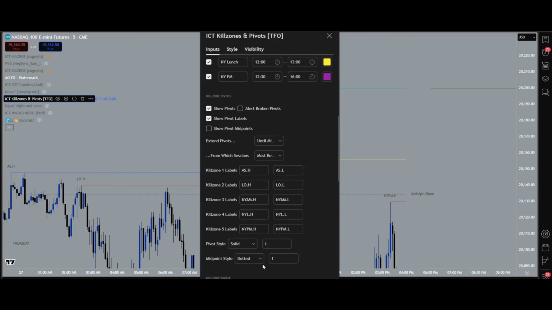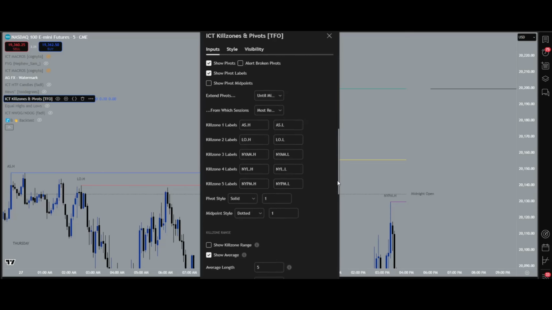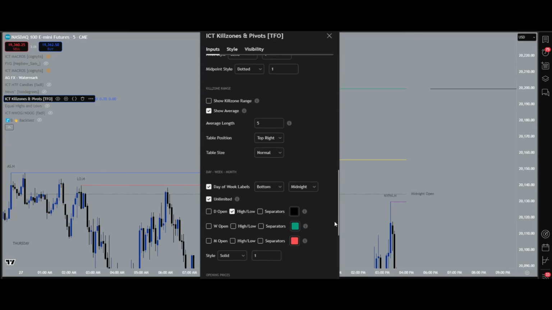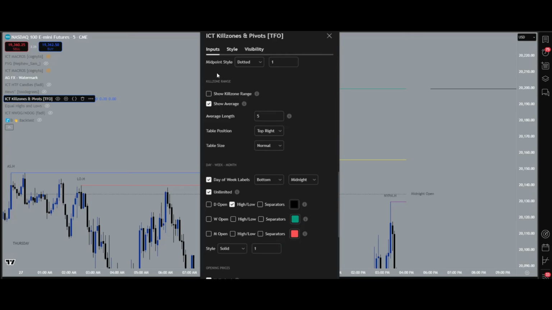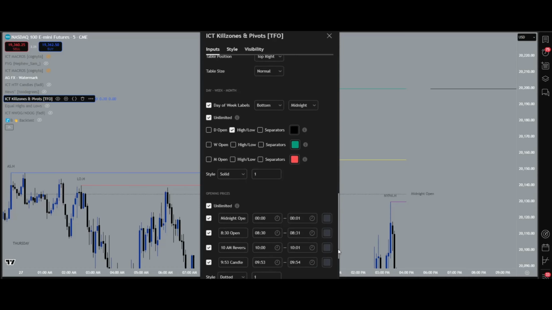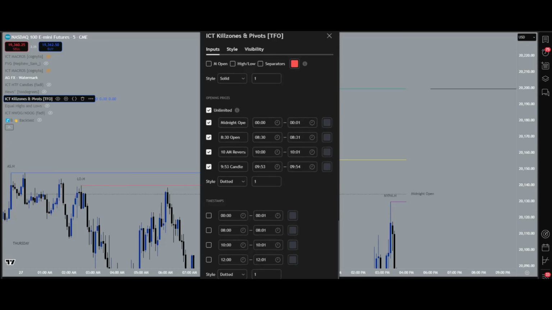Okay, and it ends right there at midpoint style. So we're going to scroll down for the third half, with the top of midpoint style. This would be the third screenshot right here, ending there at unlimited. We scroll down to the very bottom, and this part is fully customizable.